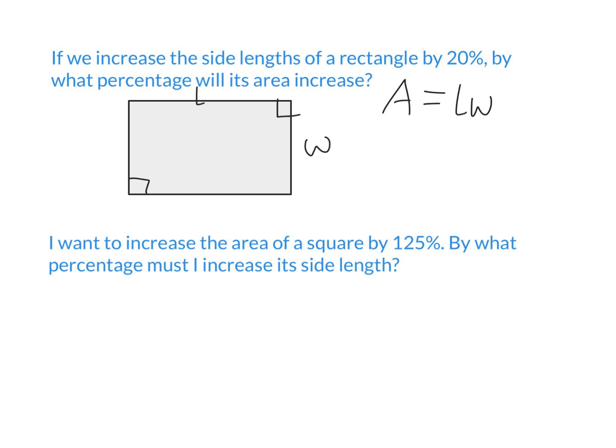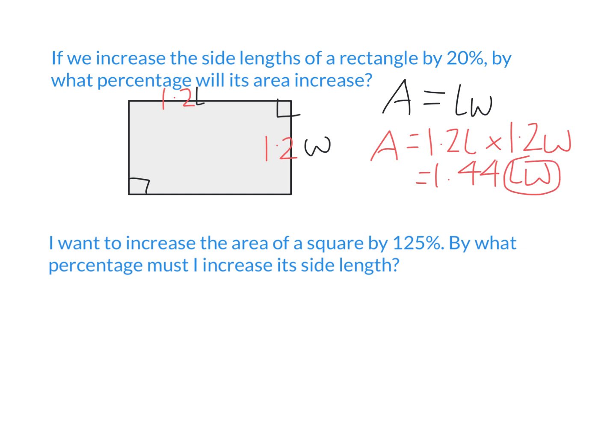We know that. Now, if I increase the side lengths by 20%, remember increasing by 20% is the same as timesing by 1.2, or finding 120% of the original number. And similarly for W, if we increase it by 20%, we now have 1.2W. So the new area after we've increased the side lengths by 20% will be 1.2L times 1.2W. 1.2 times 1.2 is 1.44. So what we've done here is we've taken our original area and multiplied it by 1.44, which is the same as a 44% increase. The area will increase by 44%.